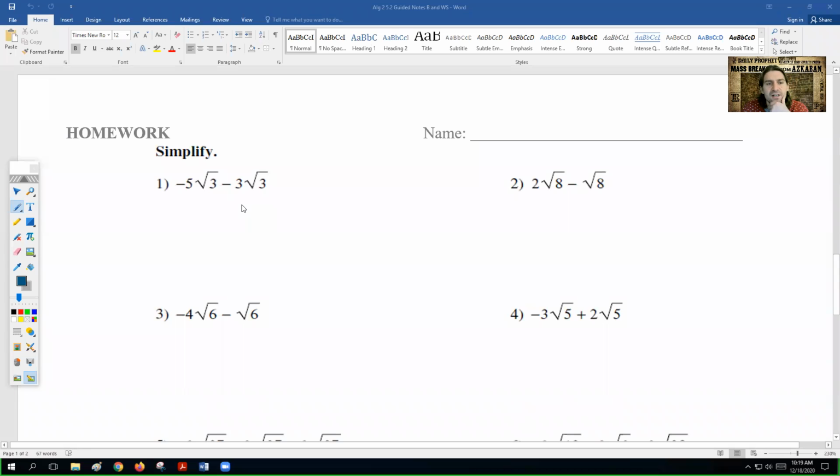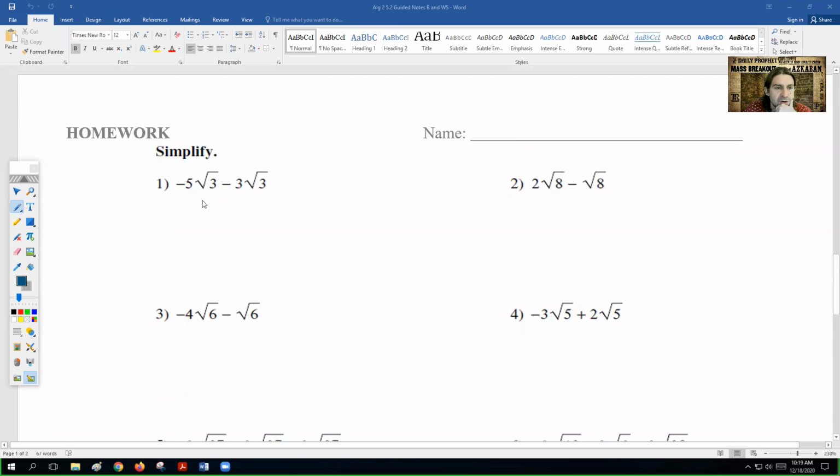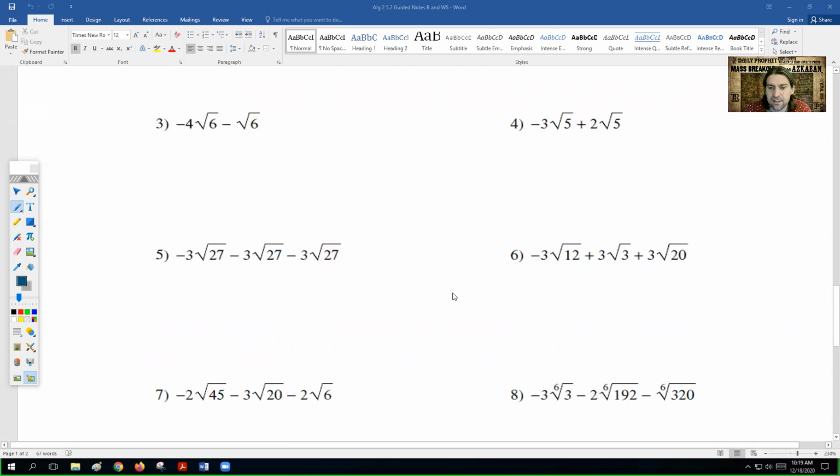All right, so for your homework, take a look at some of these problems. Now, I'm just going to warn you, some of these are pretty easy, but some of them look a little bit confusing. So, those are the same radicals, we can combine them. Same radicals, combine them. Same radicals, we combine them. Maybe break them down at the end.